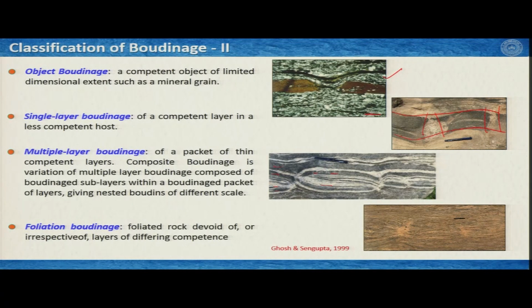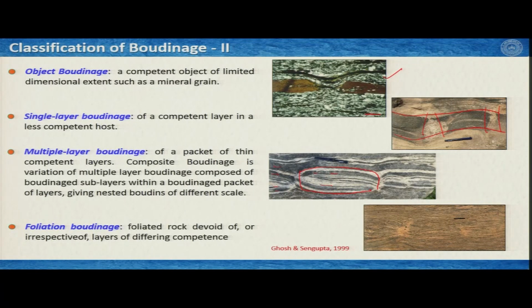So, composite Boudinage is sometimes a variation of multiple layer Boudinage composed of Boudinaged sublayers within a Boudinaged packet of layers, giving nested Boudins of different scale. As you can see here, you can consider this as a Budin, but it has many other individual Budins. So, therefore, this is a composite Boudinage.